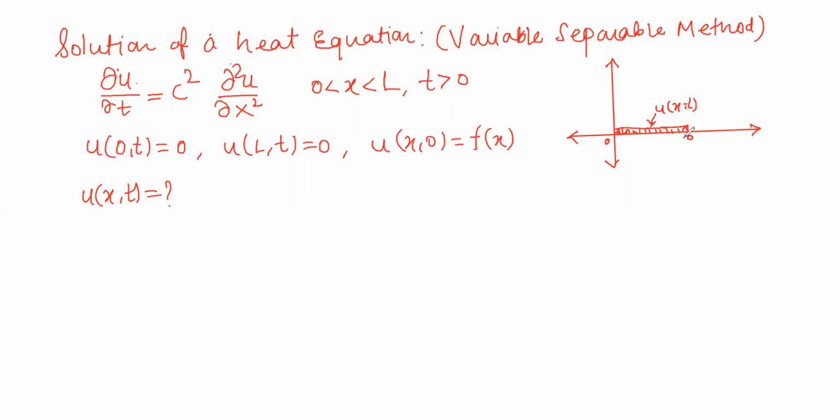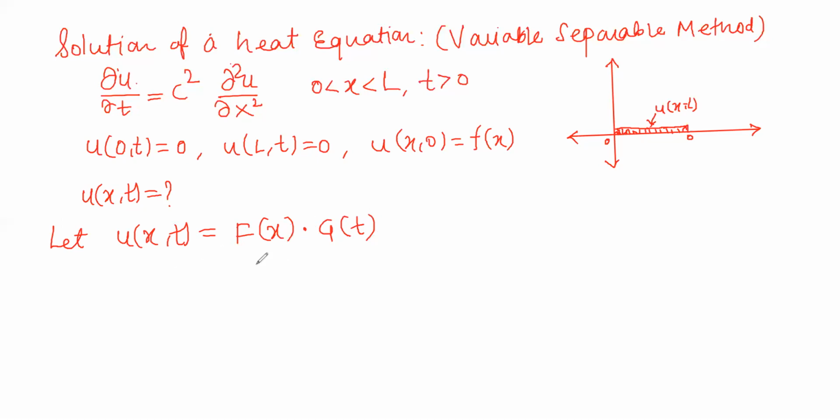Now to do this, let us consider the solution given by the variable separable method. So let the solution be u of x, t. Since this is the variable separable method, we need a function of variable x and a function of variable t. So suppose there are two functions, f of x and g of t. These are my two functions.